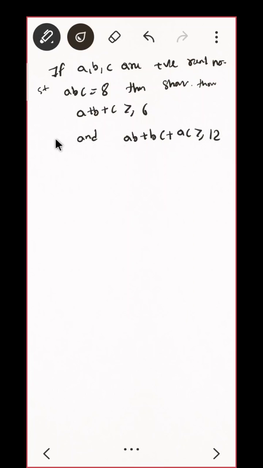Okay, this is what you have to prove. Can you think of it? Look at the question properly. You are given three numbers and A into B into C is 8. Then show that A plus B plus C is greater than or equal to 6. And one more thing, you have to show this. Can you think of it? What should I do?